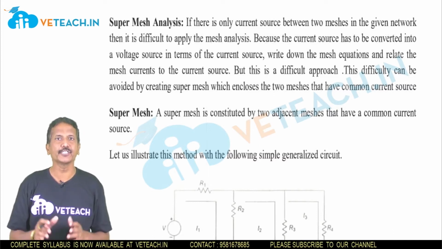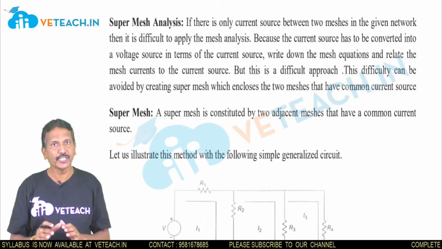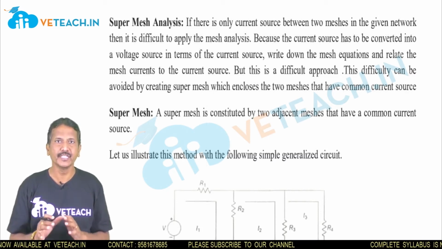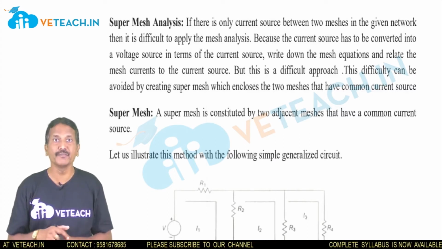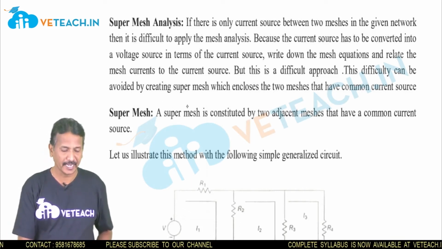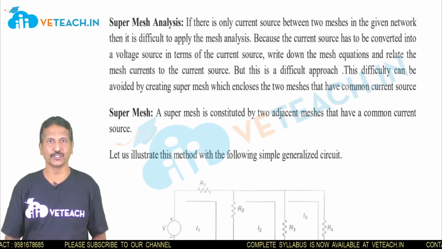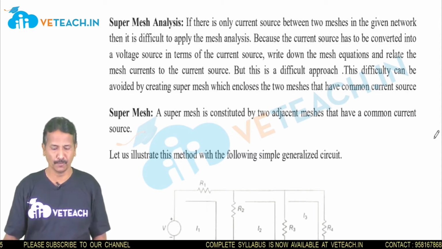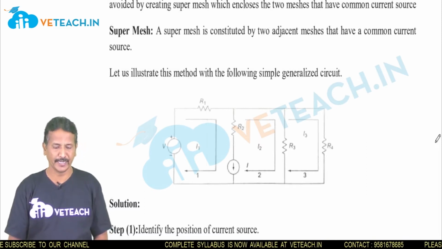So for that purpose, if we minimize the relations, that concept is nothing but super mesh analysis. This difficulty can be avoided by creating a super mesh which encloses the two meshes that have a common current source. Students, you know the meaning of mesh? It is a loop. So here, how to find the super mesh is very important.